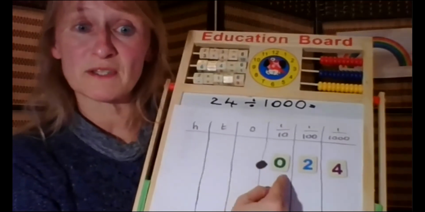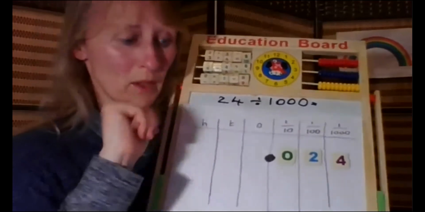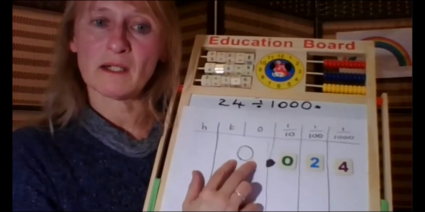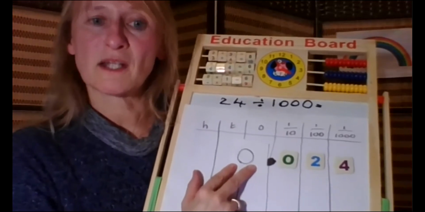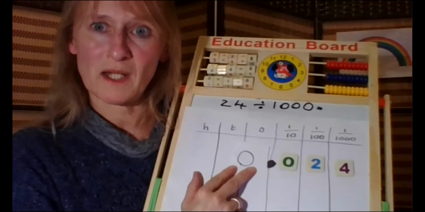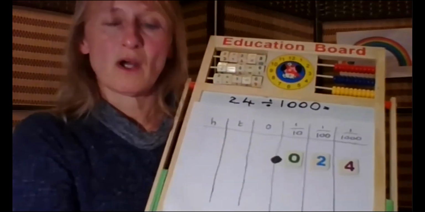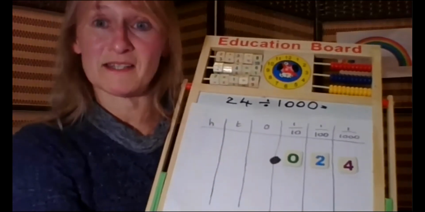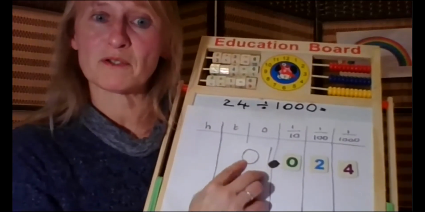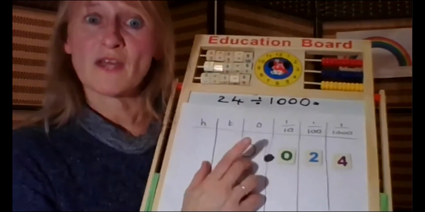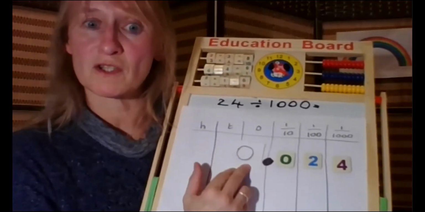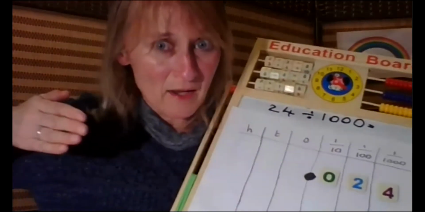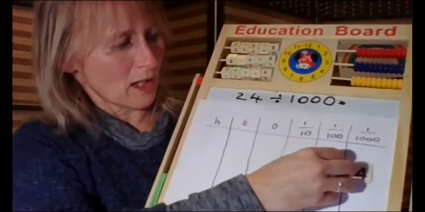Do I leave it as 0.024? No, I don't. I need a zero in there to keep that place, to show that it's not just a random smudge. It is a decimal point, and I show that by putting zero. It also shows that there are no ones, no tens, no hundreds, okay? So when you are dividing by 1,000, you move everything 3 places along.